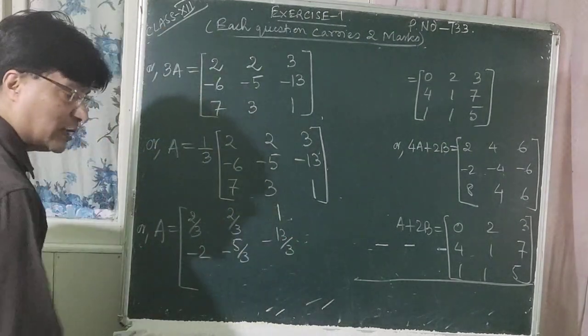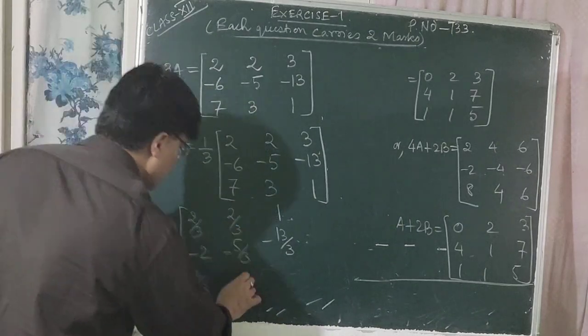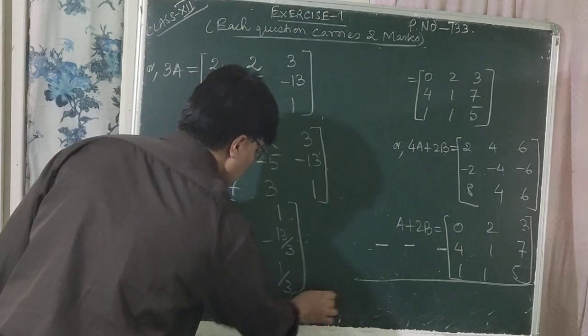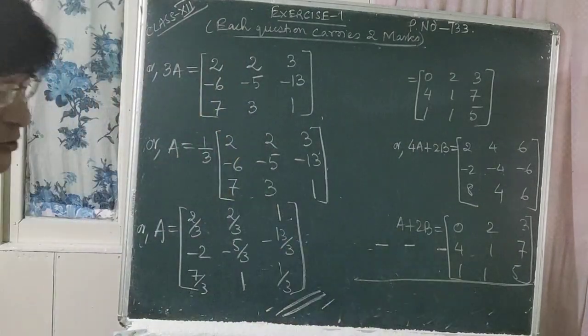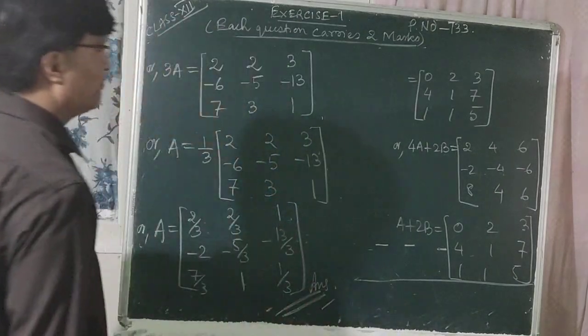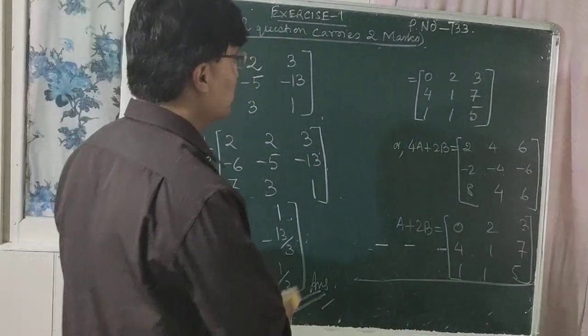Is that clear? Now what is the third row? It is 7 by 3, this is 7 by 3. This is 1, and this is 1/3. So this is the answer for the matrix A. So we got the matrix A. Now we have to get the matrix B.